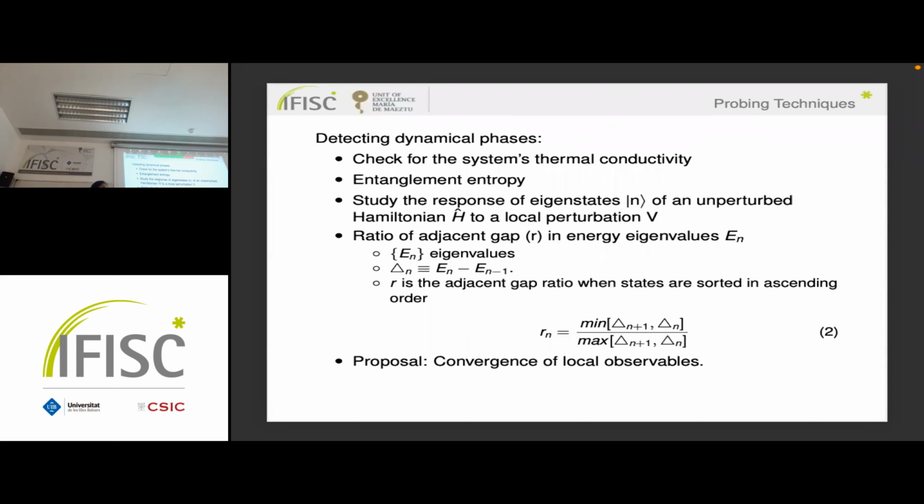And then the perturbation effect is kind of like the probing, like the hopping problem between different eigenvalues and eigenstates.